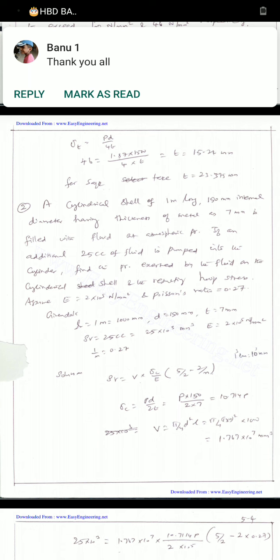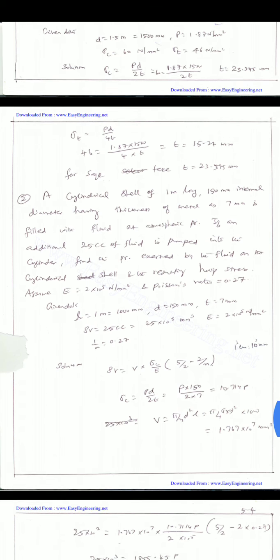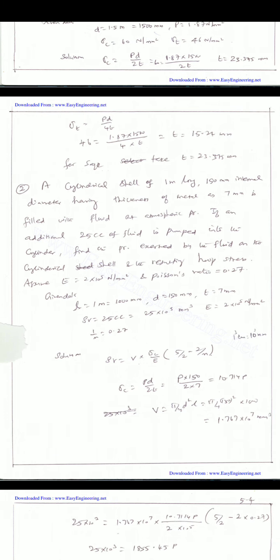Assume Young's modulus E equal to 2 into 10 to the power 5 newton per mm squared and Poisson ratio 1 by m, or mu, equal to 0.27. So first we have to list out the given data values. First given data is length equal to 1 meter equal to 1000 mm. Then next, small d equal to 150 mm, and then next thickness small t equal to 7 mm. Next, del V equal to 25 cc. 25 cc means cubic centimeter. 25 cc equal to 25 into 10 to the power 3 mm cube. Next value is Young's modulus E equal to 2 into 10 to the power 5 newton per mm squared. Next, Poisson ratio 1 by m or mu equal to 0.27.